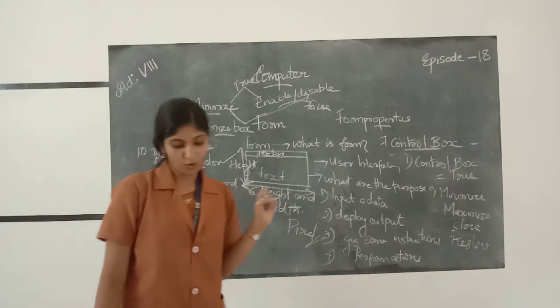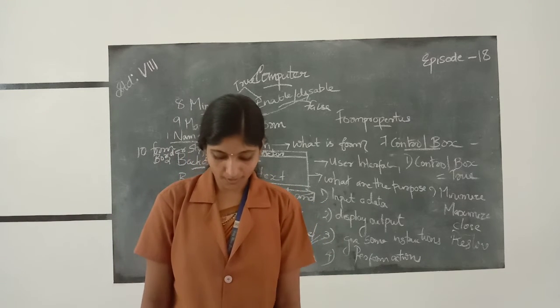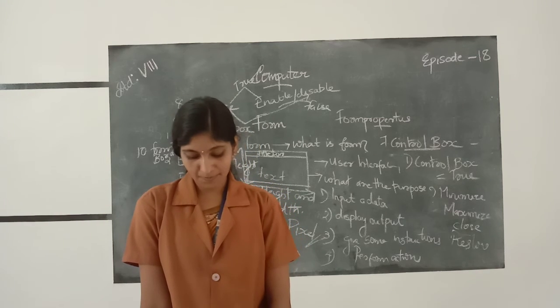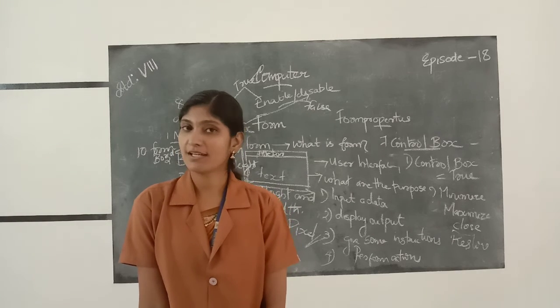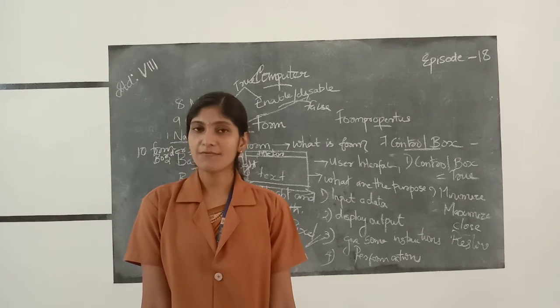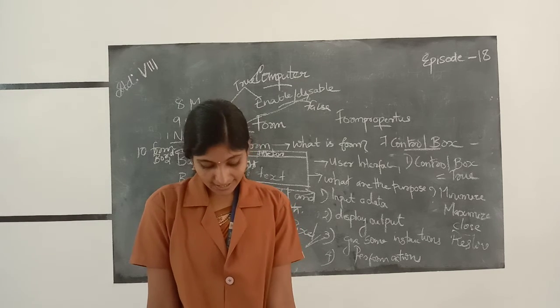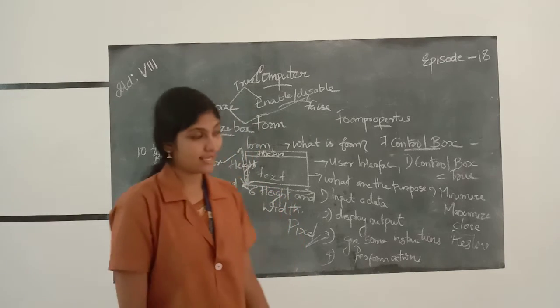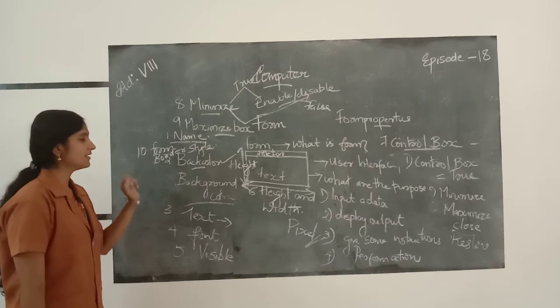Form border style represents the style of border to display for the form. By changing the form border style property, you can control the resizing behavior of the form. It is resizable at runtime by default. So that's the property, form border style.